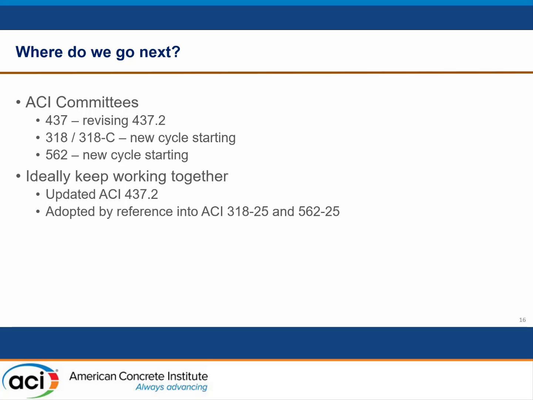We're going to start talking about that tomorrow on Tuesday in the 318 subcommittee meetings. Do we want to just purely adopt 437.2 into ACI 318? Pure adoption by reference, keep it the same? Not 100% sure, but we are going to keep working together. I guarantee it's going to stay in 562. So that's a little bit of where we go next. If you have ideas, please let me know.